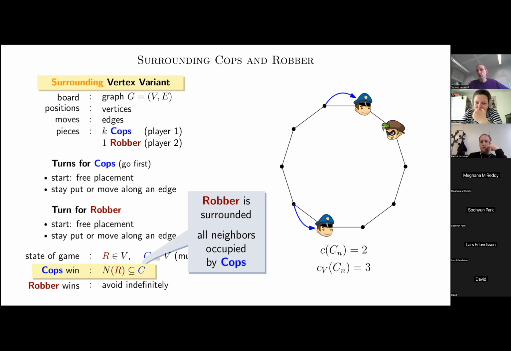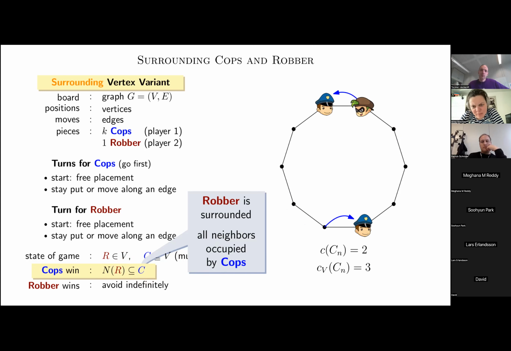They approach the robber, right? What does the robber do? The robber does this. He's allowed. He's not caught. He's not surrounded, right? So this condition here is not satisfied. It's not that all the neighbors of the robber vertex are occupied by cops.